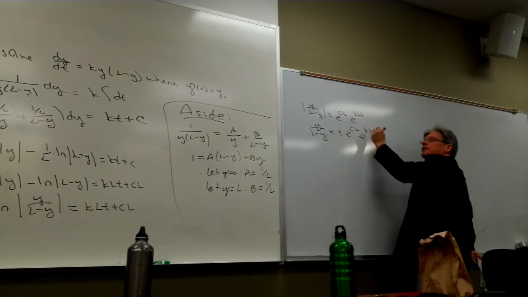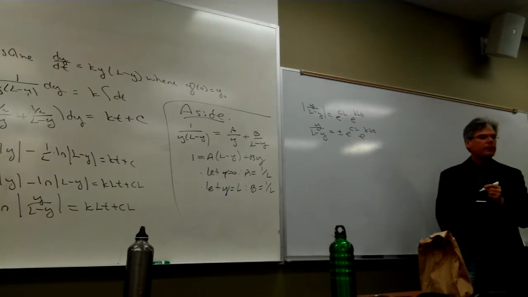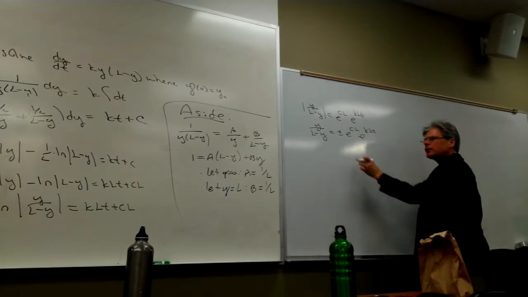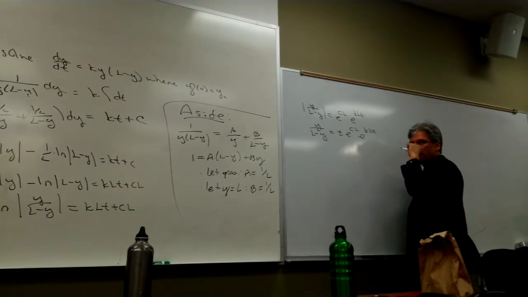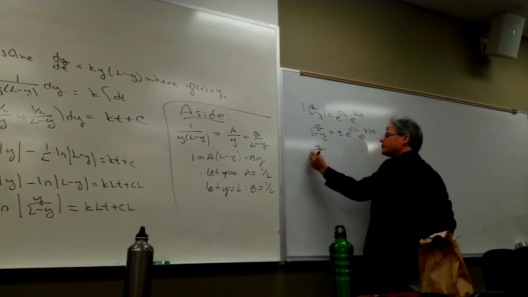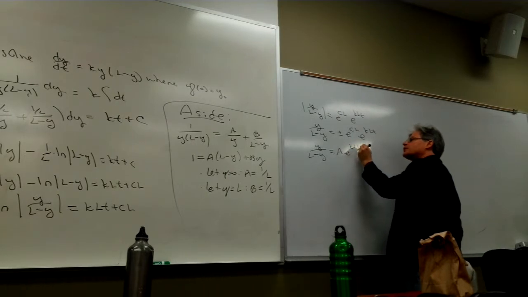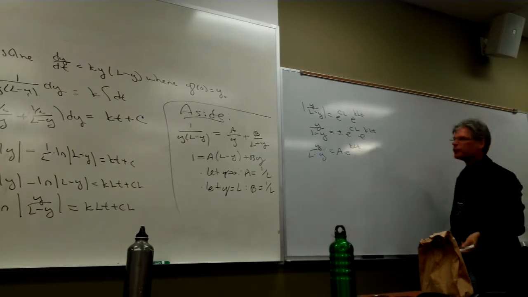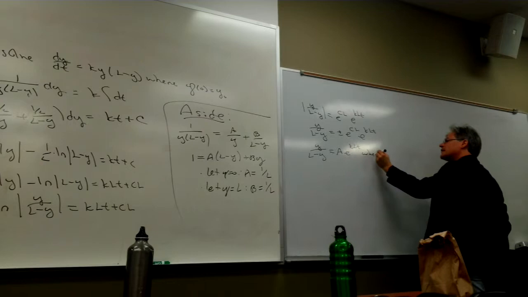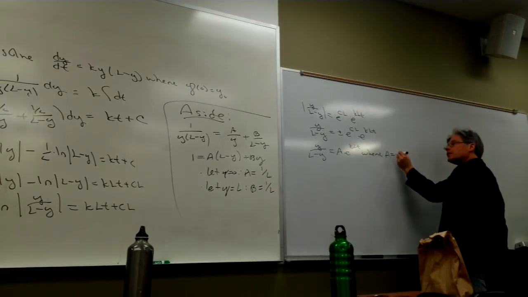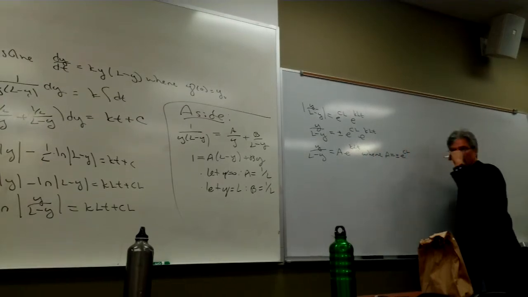Okay, you guys, my arm's getting tired. I'm writing too much. I'm wasting ink. At this stage of the game, do you mind if I just replace this with another symbol, A? Yeah, I'll use the letter A. You can use whatever you like. I'm just suggesting that it's all just a constant out front, where A is just another name for plus or minus e to the CL.